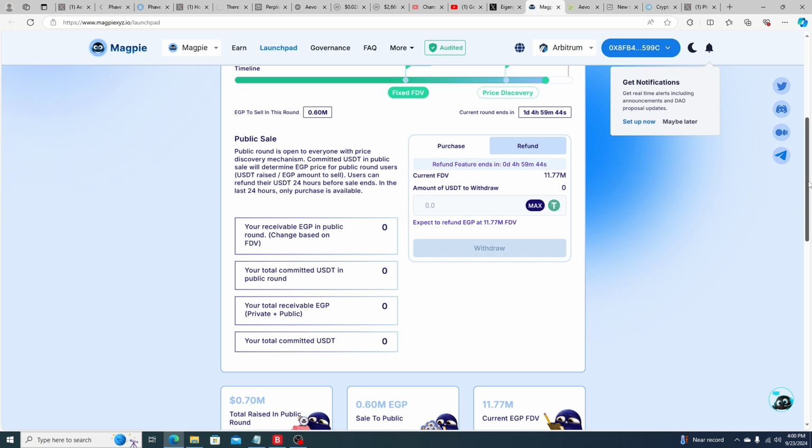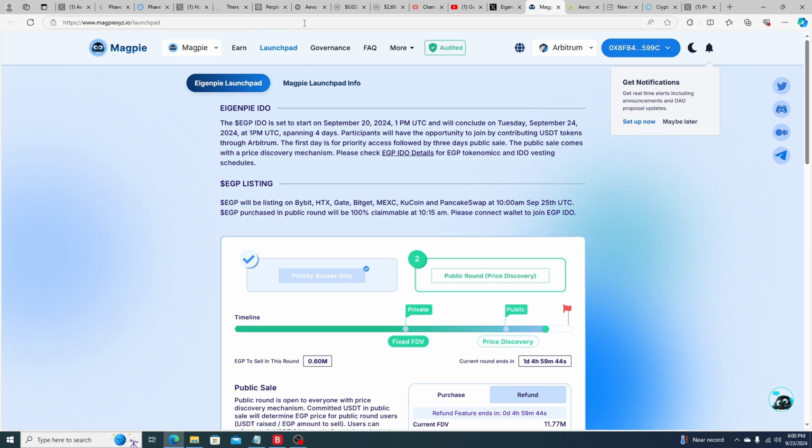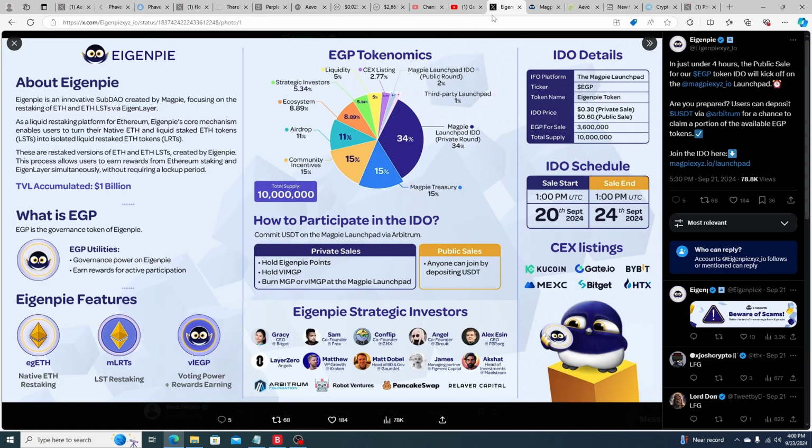Why so? Because we are talking of Eigenpie, which is an LST that has accrued up to $1 billion in TVL. We are talking of all these exchange listings. We are talking of a token with utility. A glimpse of the utility is, where is that? Governance and earning rewards for active participation. So I don't know, maybe there is a share of revenue that the platform makes for stakers of the token. I'll have to verify that in another video. But so far, just from a narrative perspective, we're talking of an LST with almost around $1 billion worth of TVL exposure from all these exchanges. Timing of the launch towards October, amongst other things, and the TVL being manageable.